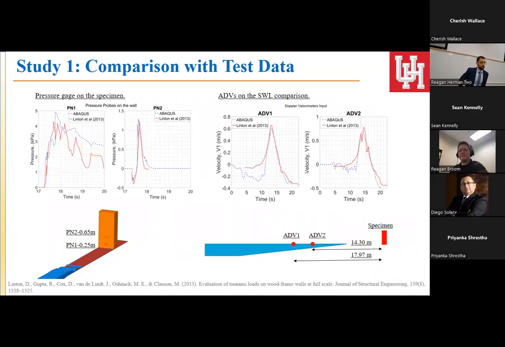Then we measured the pressures on the specimen at the specific points where they were installed in the experiment. And we measured the velocities at the specific points that were in the flume. I would say that both of them seem like quite a good comparison. So we believe that the validation study holds true for our study to continue forward into much larger problems.